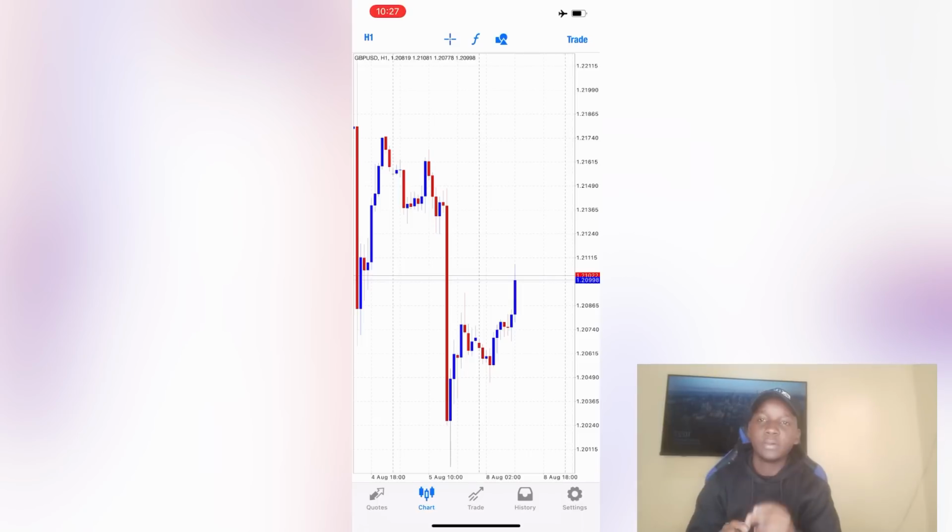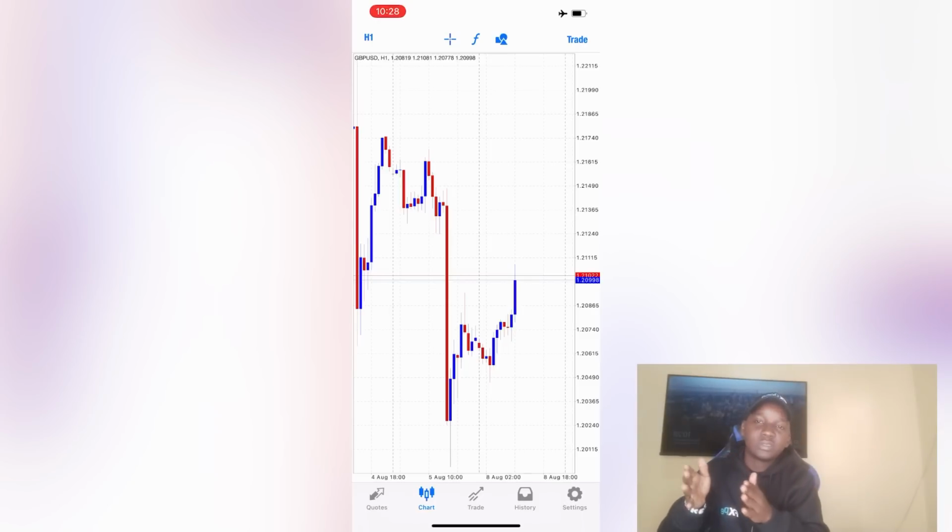Okay. Now, when we say the market is buying, we have two lines here, a blue line and a red line. These lines are called the bid line and the ask line. As you can see from my screen, there is a small gap between the two of them. This gap is called the spread. Spread is known as the cost of trading.